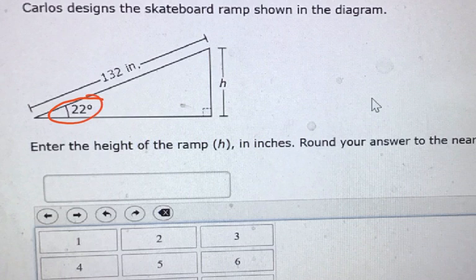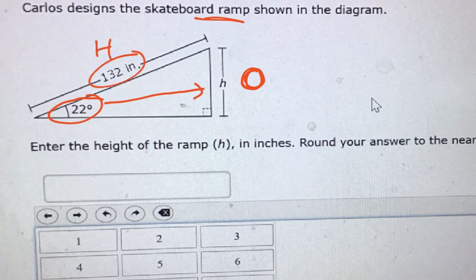Notice we're given this angle, 22 degrees. Notice H, the height here of our skateboard ramp. Our ramp itself is 22 degrees. We call that angle of inclination. That 22 degrees has H opposite of it. That's what we're trying to find, H here. That's literal H, of course, not to be confused with the hypotenuse, because 132 is my hypotenuse.